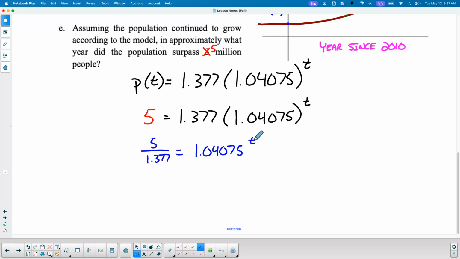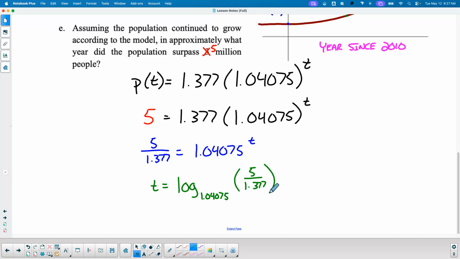Using your vast mathematical knowledge, what do we do next? Well, I solve an exponential. Take the root of t. What? I can take the log of both sides, right? Okay. So t here is going to equal the log with a base of 1.04075 and an argument of 5 over 1.377.